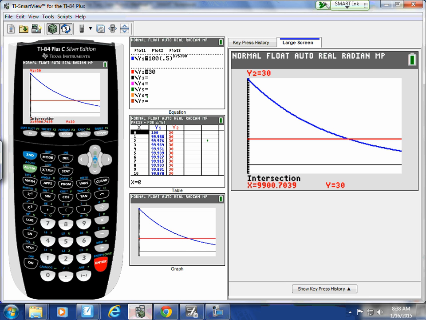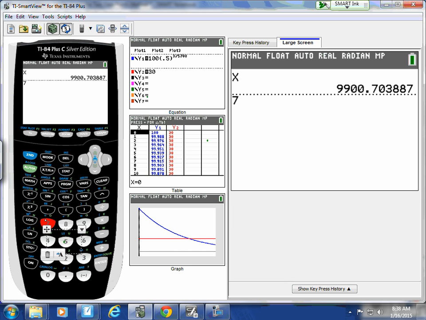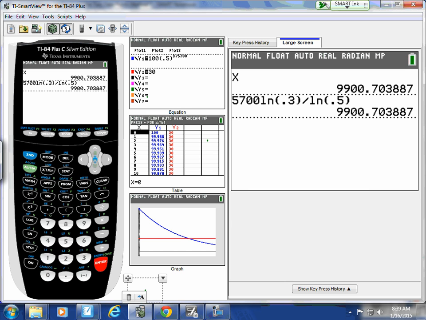Let's go to the home screen. Now we said the value by intersection was like this. 5,700 ln 0.3 divided by ln 0.5. Not even a hint of an error there. And I didn't have to go find that window. And the algebra wasn't tremendously hard. Best case scenario, I do both, because now I'm very confident that I do.